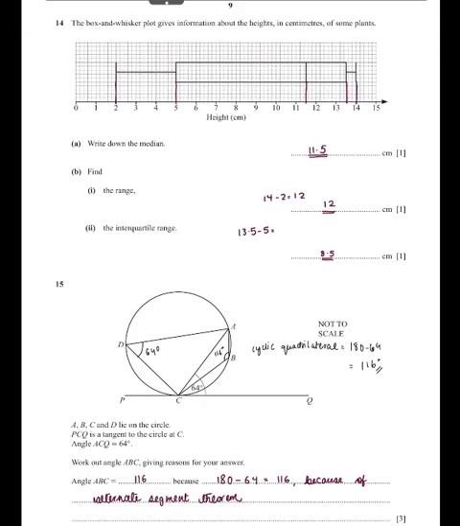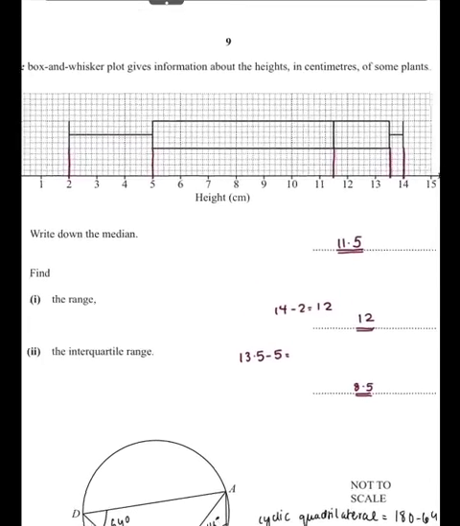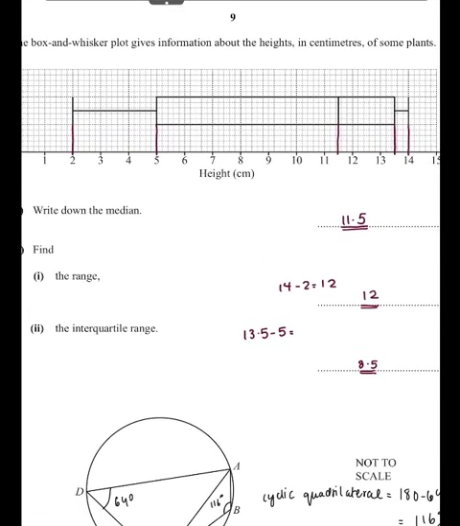Now write down the median. The box plot is a topic which has recently been added in the syllabus of IGCSE. For the median, you can see that in this whole box thing, you're having the middle part, which is 11.5. Then find the range. For the range, you see these endpoints. You have to take those endpoints. So you're having one over here, 14, and one over here, 2. So it will be 14 minus 2 is equal to 12.